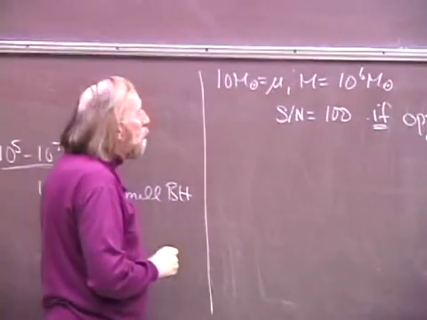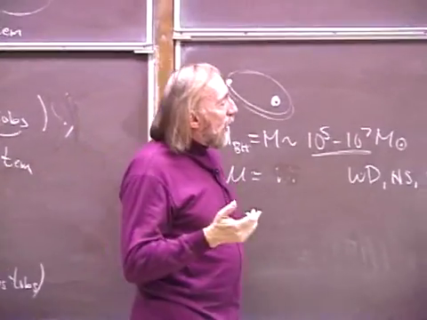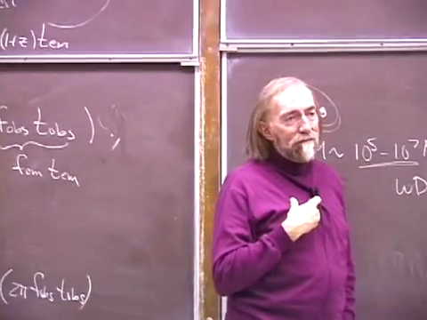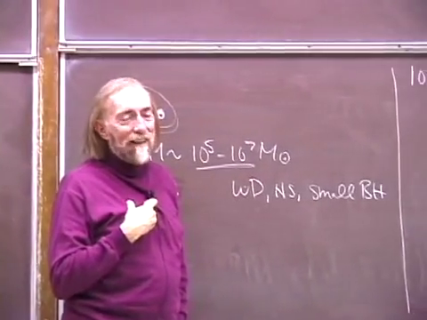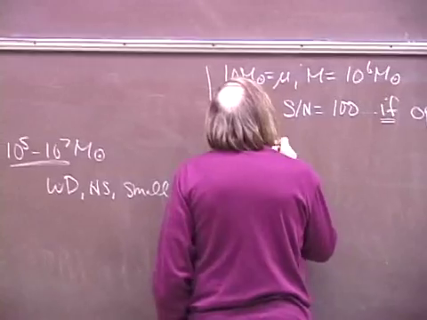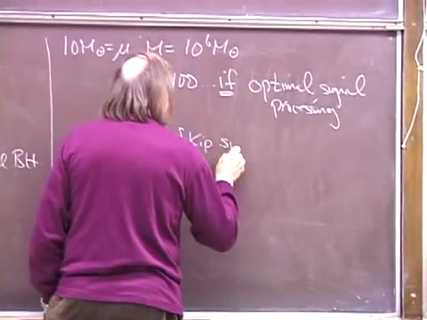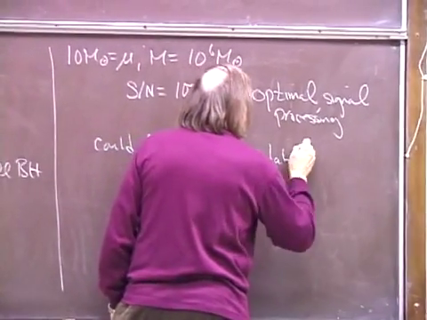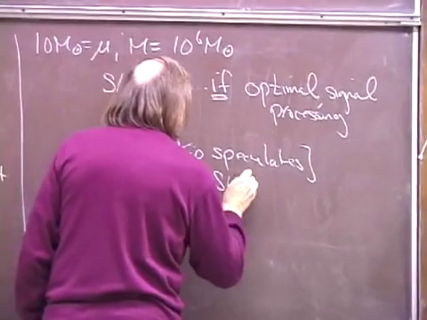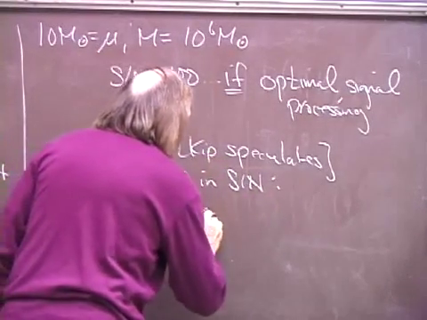And as a result, we're going to lose in signal-to-noise. And we don't know how much we're going to lose. But my personal guess is we may lose as much as a factor of 20. That's a guess, and I could be wrong, and I hope I'm very wrong. Kip speculates a factor 20 in the signal-to-noise ratio. So that means, if that were the case, the signal-to-noise ratio we're dealing with is about 5.